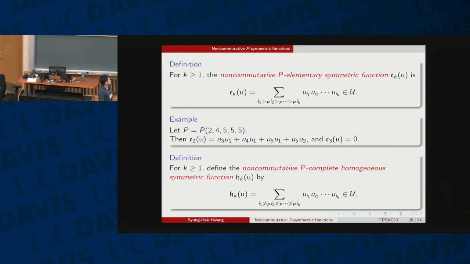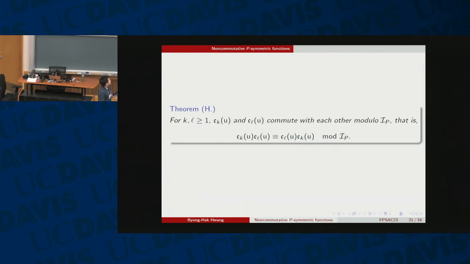The second one is the noncommutative P-completely homogeneous symmetric function, which is defined by the summation over non-P-decreasing sequences. And this theorem, called the commutation relation theorem, plays a significant role in the theory of noncommutative symmetric functions. Although the generators in U do not commute with each other, e sub k and e sub l commute with each other modulo this ideal.